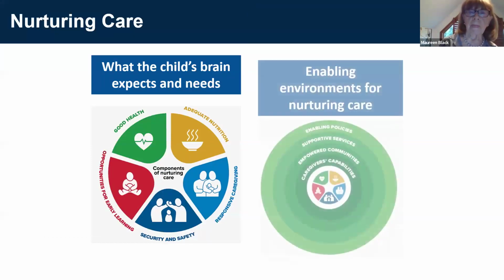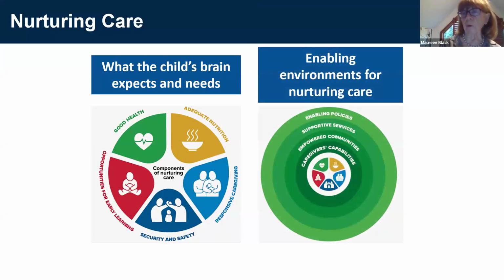Next. So this is how the child gets what they need. They get it from the environment. They get it from us. And it starts with their family and then extends to communities and then to services and ultimately to policies. So what we need are family and child-friendly policies to make this system work.